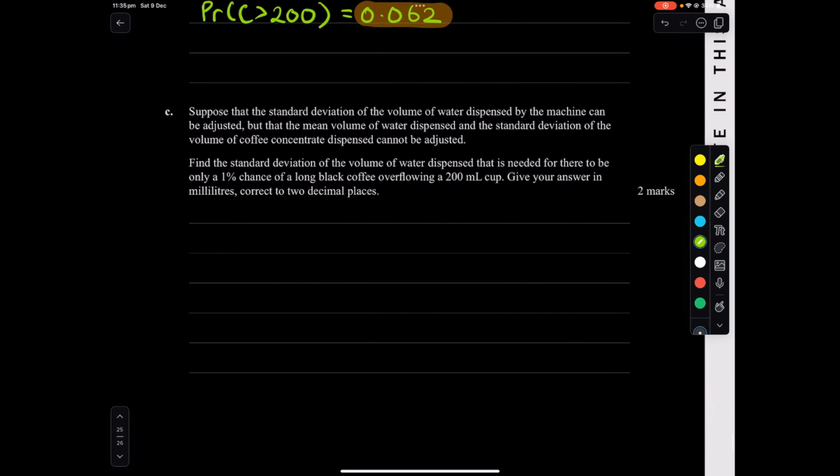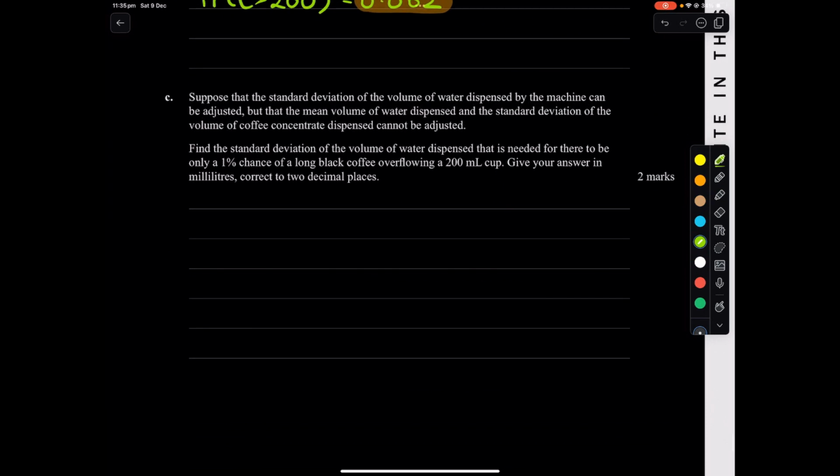Suppose that the standard deviation of the volume of water dispensed by the machine can be adjusted, but the mean of the volume of water dispensed and the standard deviation of the volume of the coffee concentrate dispensed cannot be adjusted. Find the standard deviation of the volume of water dispensed that is needed for there to be only a 1% chance of a long black coffee overflowing a 200 milliliter cup. Give your answer in milliliters, correct to 2 decimal places. That's a lot. Wow.